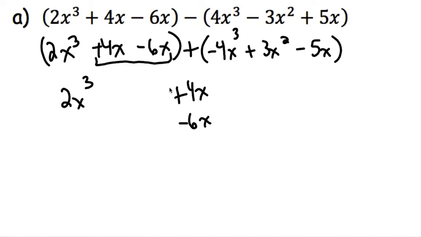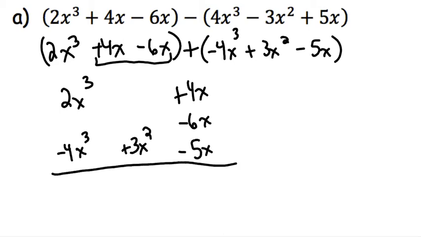Now in my second set of parentheses, let's put those in the column where they belong. So I have a minus 4x to the third and a plus 3x squared. So that'll go in that x squared column. There's nothing here from that first set of parentheses. And then I have a minus 5x. And again, we use our calculator and just enter the numbers out front.